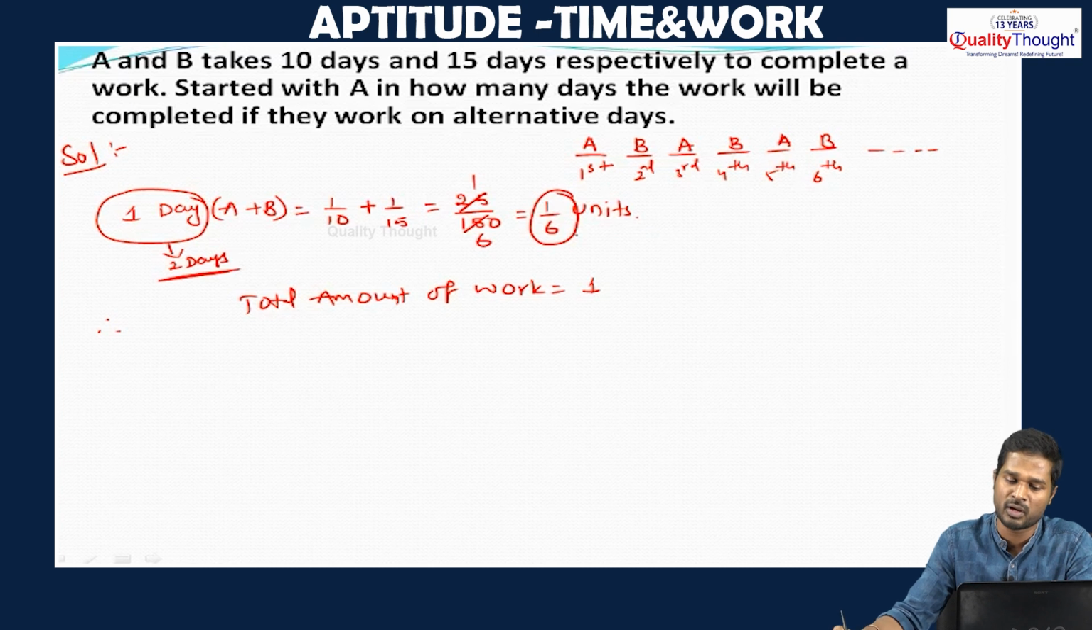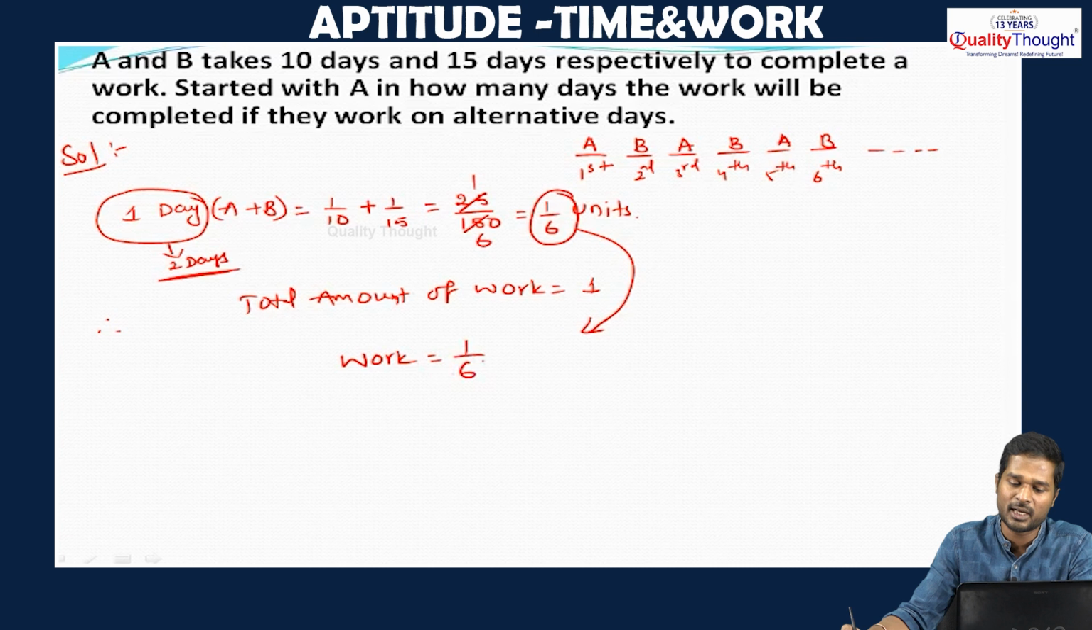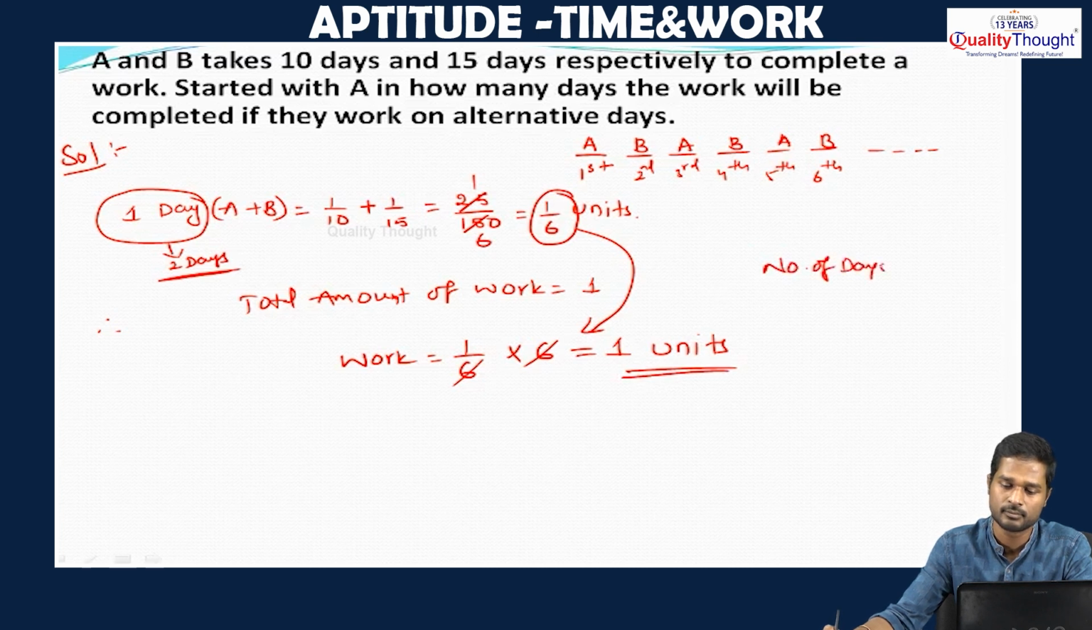How can we make this 1 by 6 units of the work equal to 1? See here. So, work should be equal to 1. This is 1 day work, 1 by 6. So, I will multiply with a suitable number to get the total value 1. 1 by 6, I will multiply with 6, that will give 6 ones are 6, 6 ones are 1 unit of work. This is 1 unit of work. We know it, that number of days into efficiency is nothing but the work.